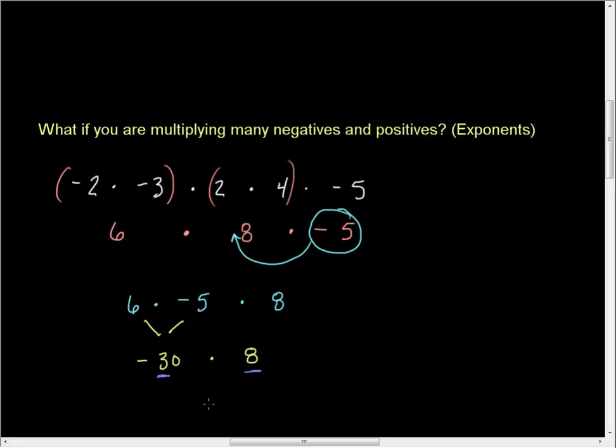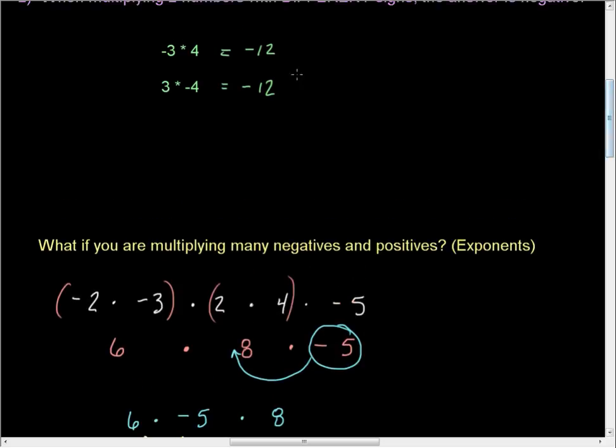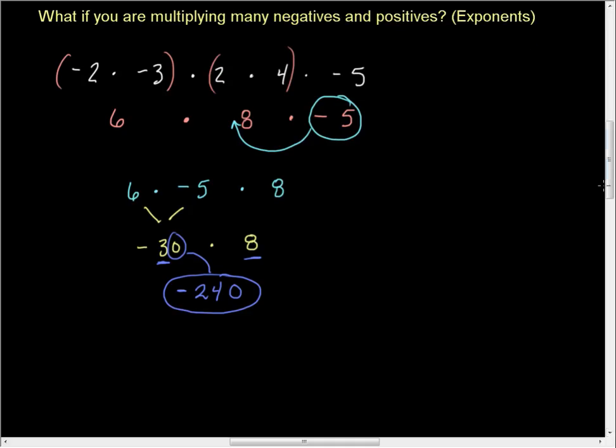3 times 8 is 24. Bring the 0 down. And so 30 times 8 is 240. But now it's a negative times a positive, and so the answer is going to be negative. And so we had 3 negatives, we got a negative answer. We had 1 negative here and here, and we had a negative answer. So 1 negative.